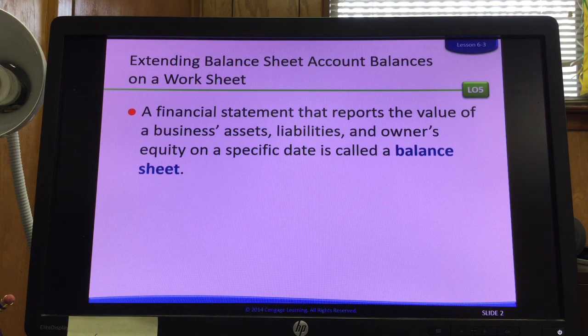A financial statement that reports the value of a business's assets, liabilities, and owner's equity on a specific date is called the balance sheet. So remember, the balance sheet is going to have the ALO accounts: assets, liabilities, and owner's equity.